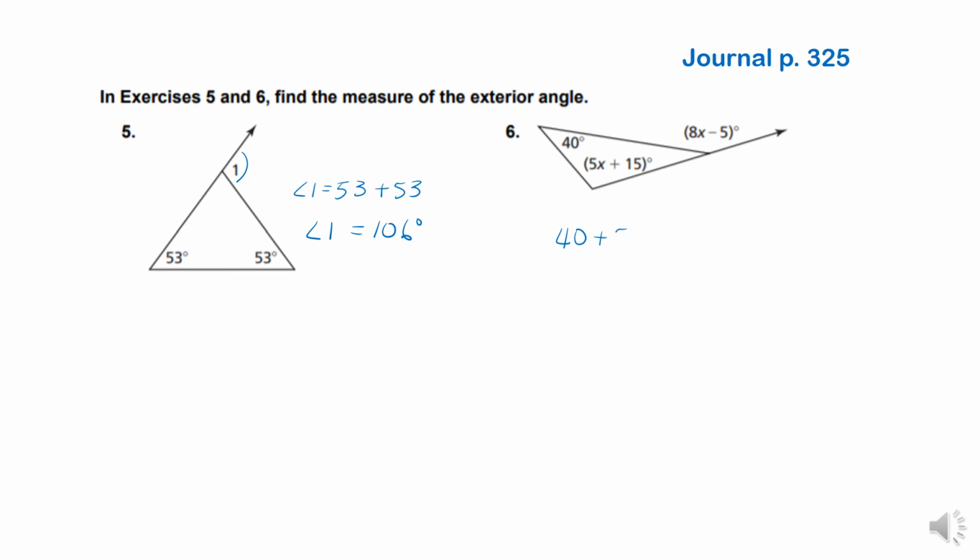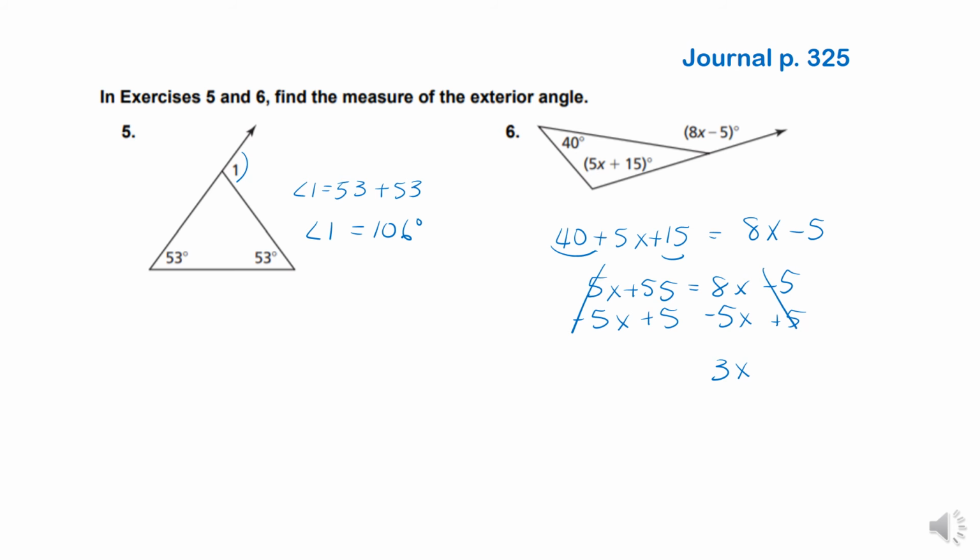Okay, 40 plus 5x plus 15 equals 8x minus 5. Combine your like terms: 5x plus 55 equals 8x minus 5. Subtract 5x from each side. I get 3x. I'm going to add 5 to each side. Remember, opposite operations. 60 equals 3x. Divide by 3. X equals 20. So that means this one is 8 times 20, which is 160, minus 5 is 155 degrees.